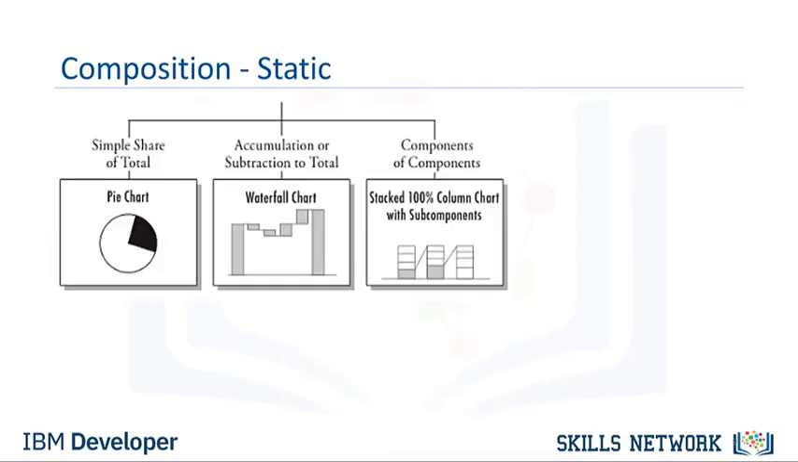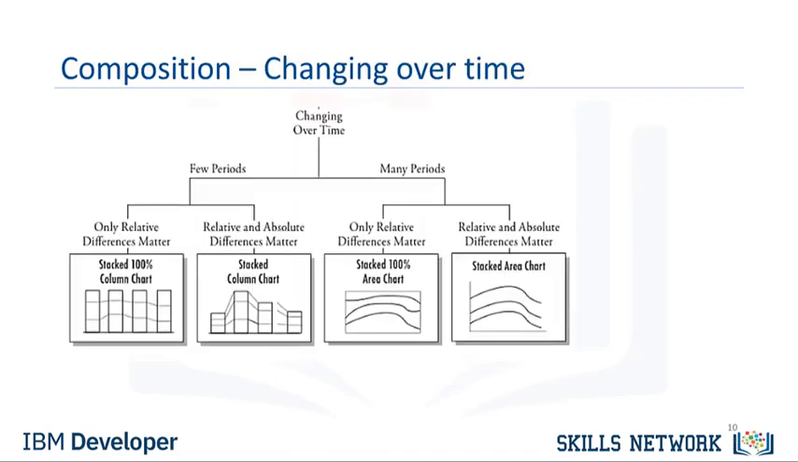If you would like to show the composition, then if it's a static data, you can use pie charts. If you're showing the composition that changes over time, for few periods you can use stacked columns, and if you have several periods, you can use the stacked area charts.